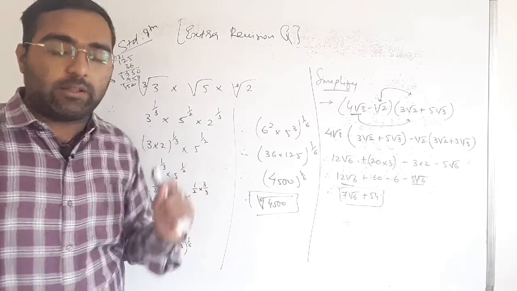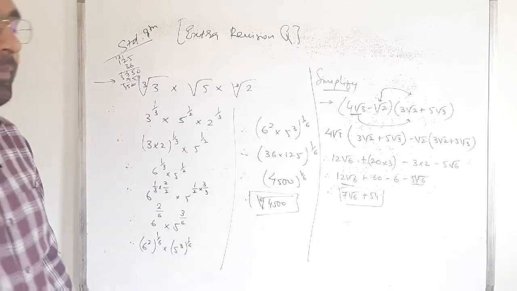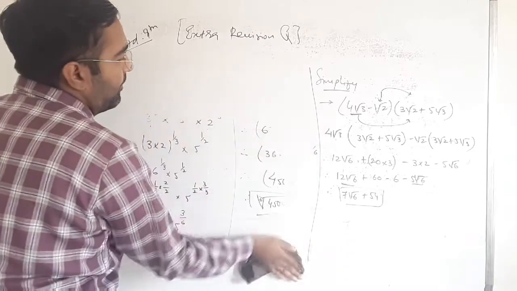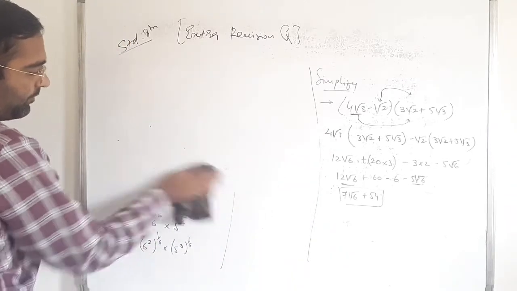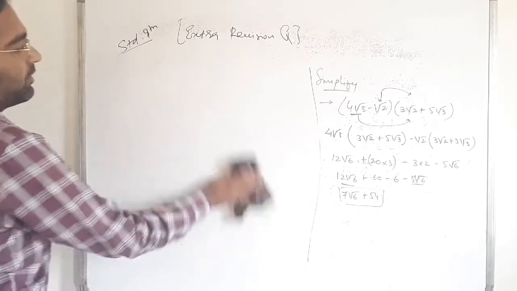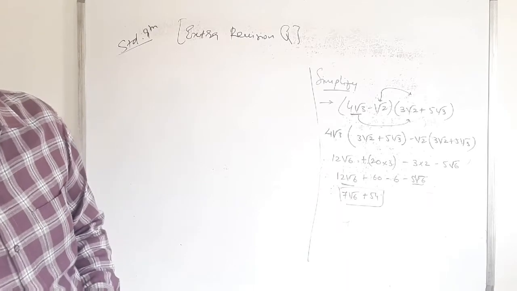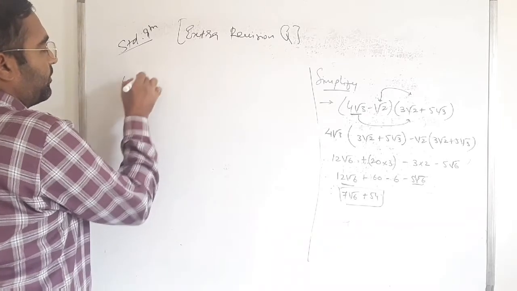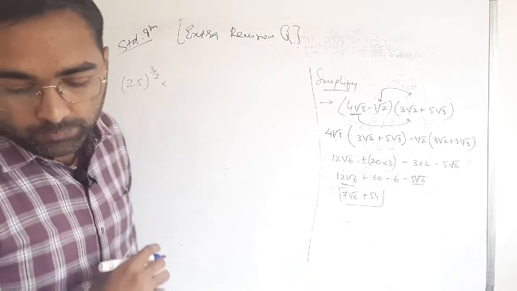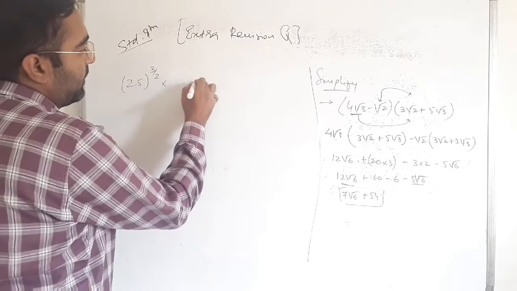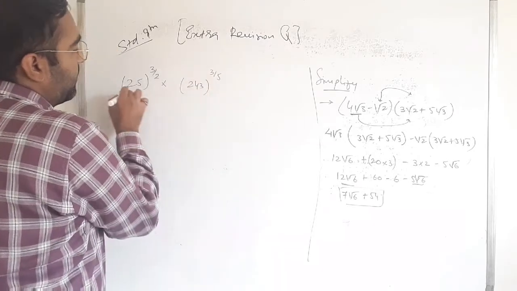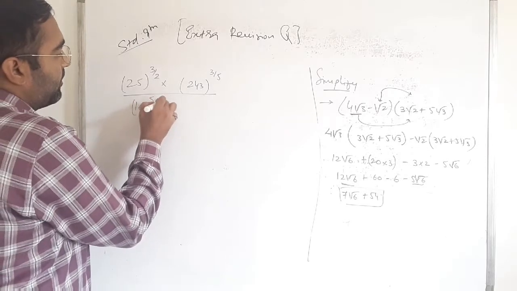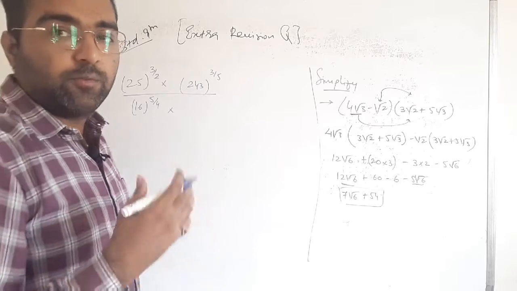Now again we have to take a simplify question. Note down the question: 25 raised to 3 by 2, into 243 raised to 3 by 5, upon 16 raised to 5 by 4, into 8 raised to 4 by 3.